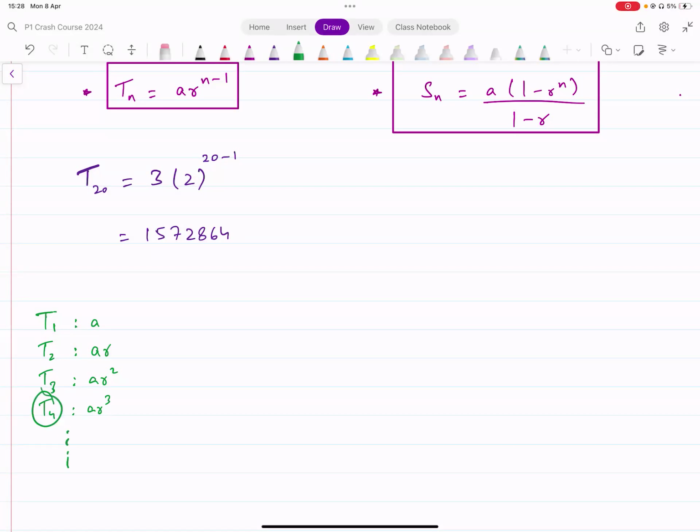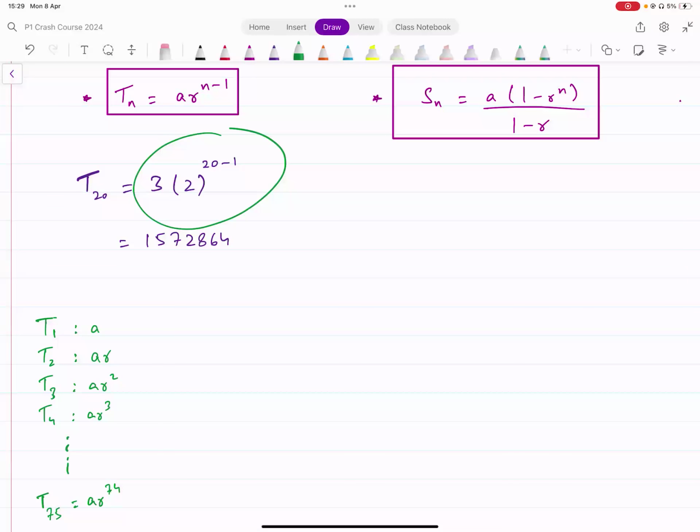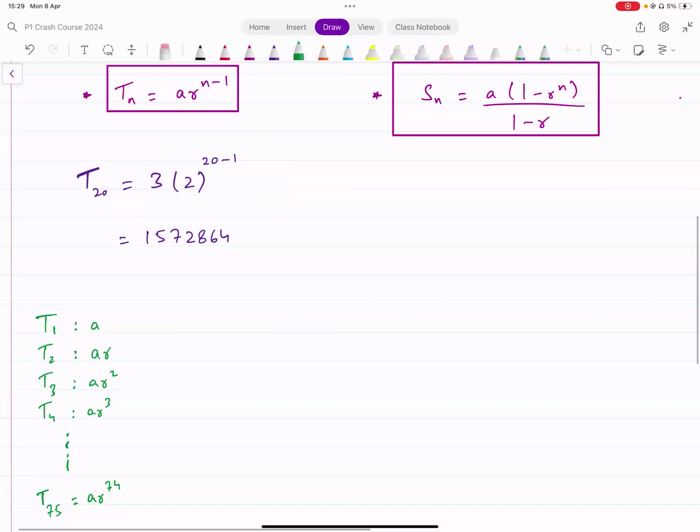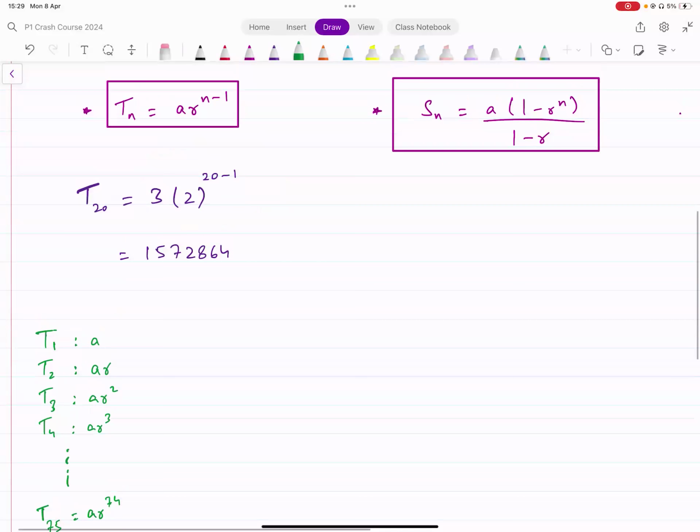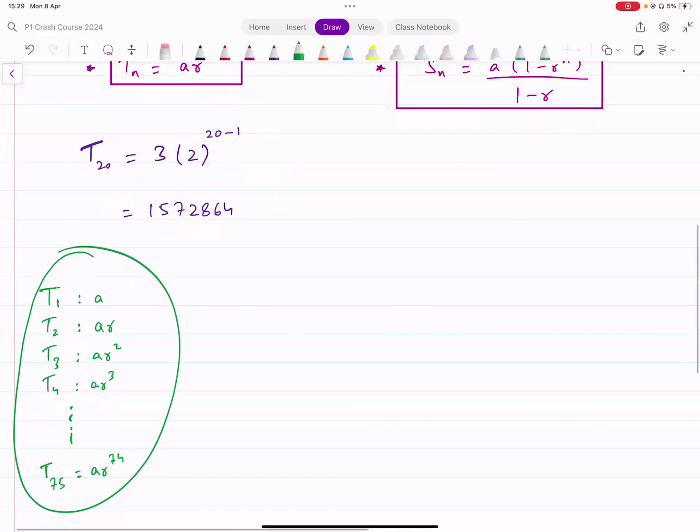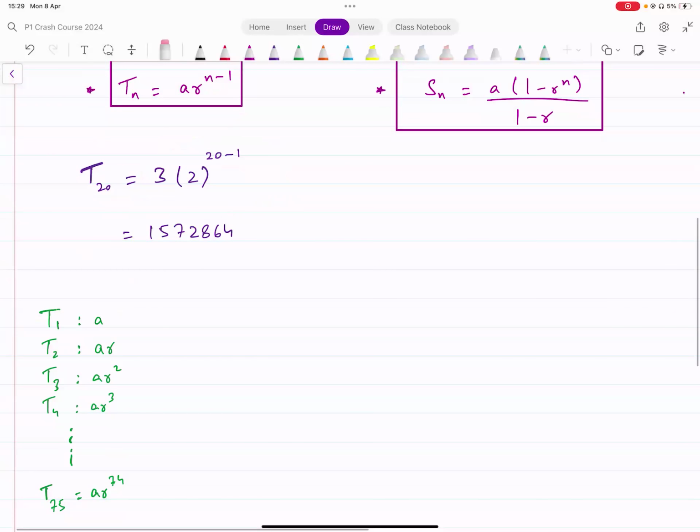So you could remember this pattern as well. If you're looking for T4, the power of R is going to be 1 less than that. If you're looking for T2, the power of R is going to be 1 less than that. So this is what the pattern looks like. If you were looking for T75, for instance, you would say it's AR raised to power 74, okay? Or you can just use this formula. It's just something that helps writing down the nth term quicker sometimes without using the formula, if you understand this pattern. But that's how the nth term formula for a GP is used.